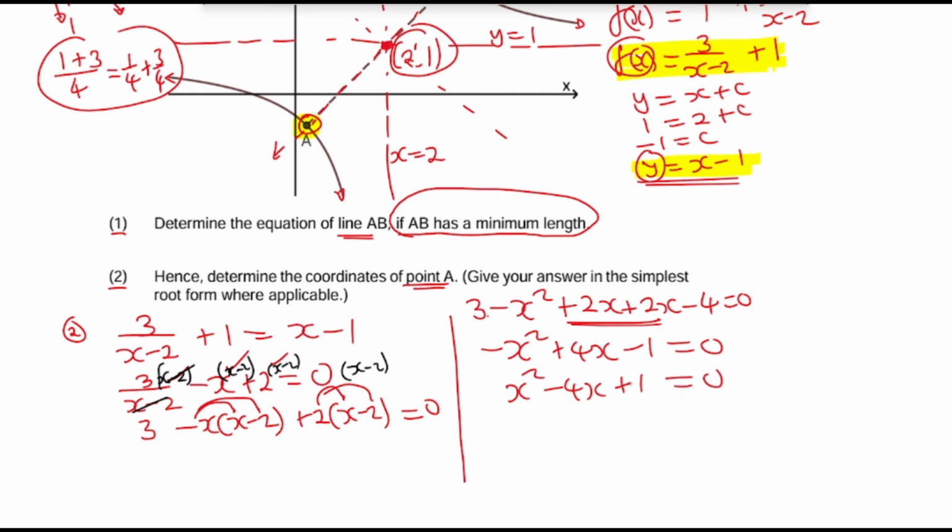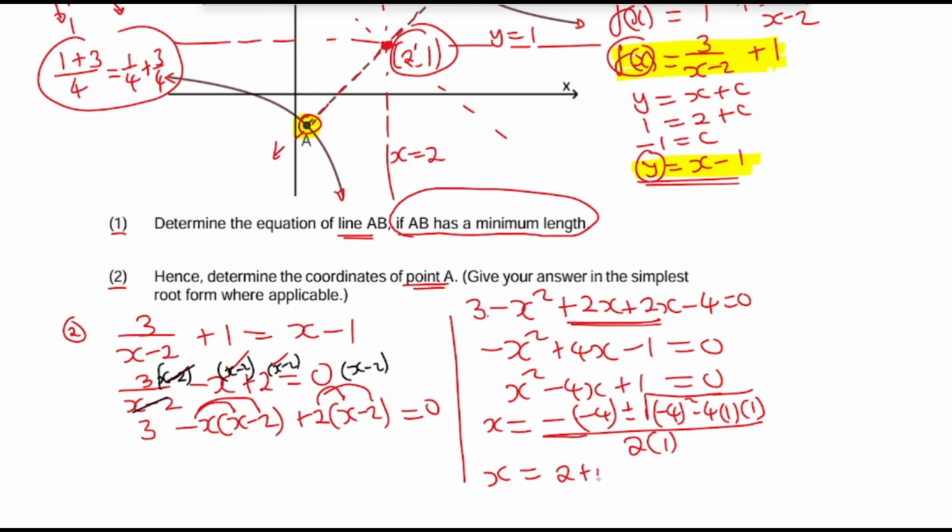Then from here we can use what? We can use our quadratic formula. x is equal to negative minus negative 4 plus or minus the square root of negative 4 squared minus 4. Our a is 1, and then our c is 1, right? And then all this over 2 times a, which is 1. And then you get x is equal to 2 plus root 3, or x is equal to 2 minus root 3. Right, we have two values because the other one is for a, the other is for b.